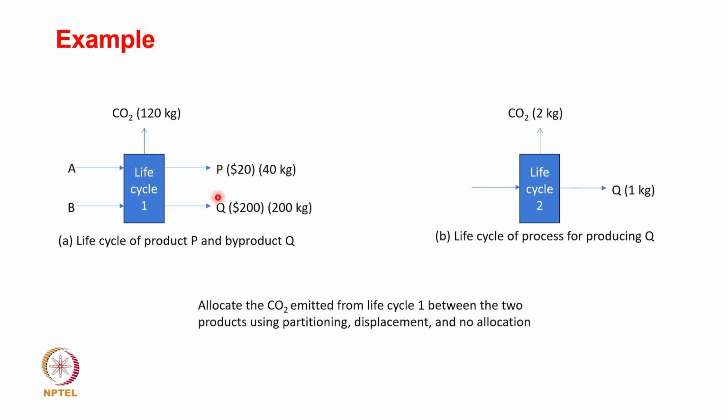The product of interest is P, while the byproduct is Q. And look at the life cycle of the process for producing Q alone. If you consider Q not as a byproduct, it takes an input and as output generates 2 kilogram of CO2 for producing 1 kilogram of Q. So now we can allocate the CO2 emitted from the life cycle between these two products using partitioning, displacement, and no allocation.